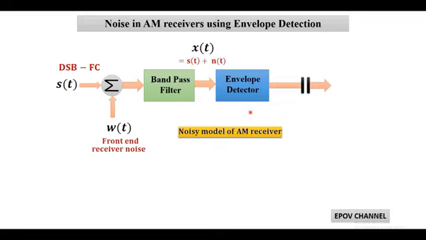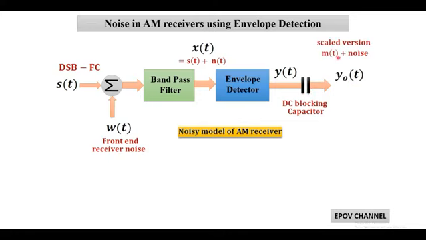After this, X(t) signal is passed through envelope detector, that is the detection process of double sideband full carrier AM wave, and we get output Y(t). Here, output of envelope detector may contain some DC component. Hence, there is a requirement of blocking capacitor as shown in figure, and results output Y0 in the scaled version of message signal and noise.